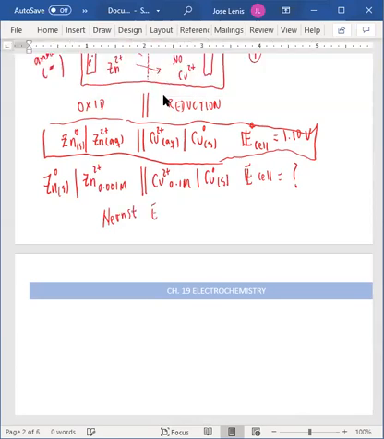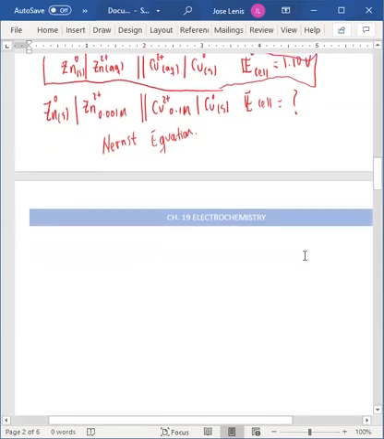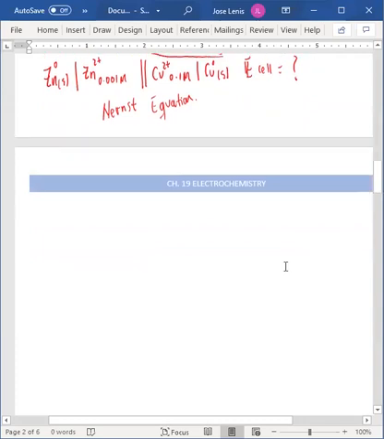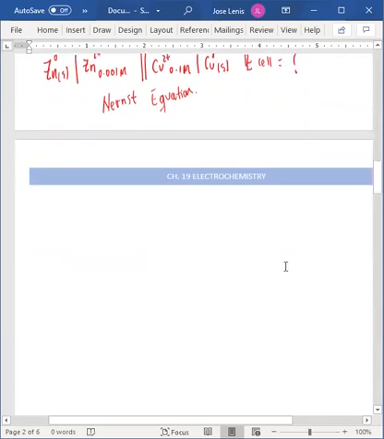Nernst equation. And I'll show you that later on. Let's find also what is the relationship between this potential difference and free energy.